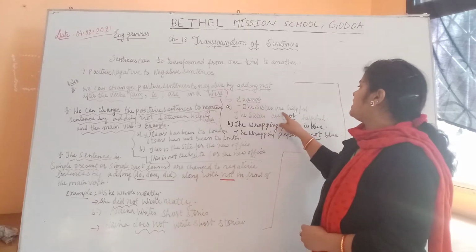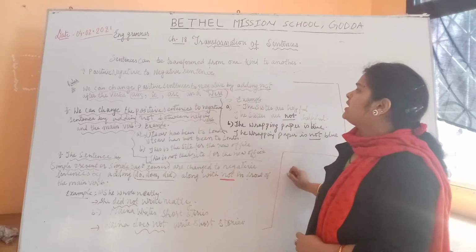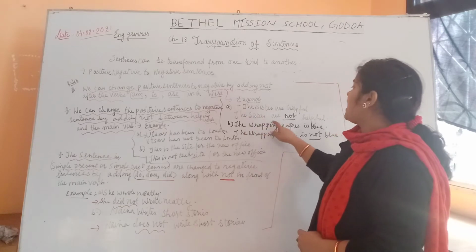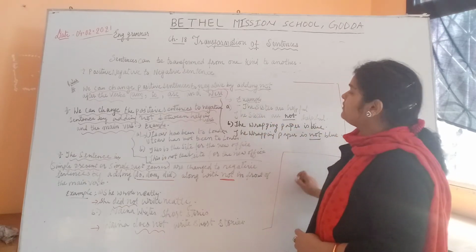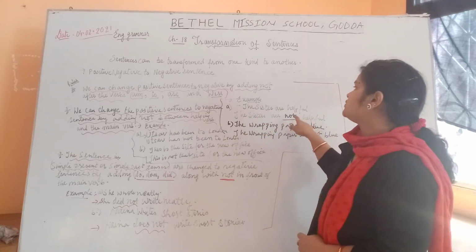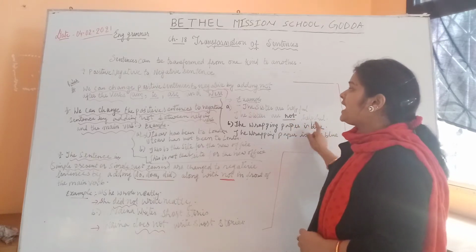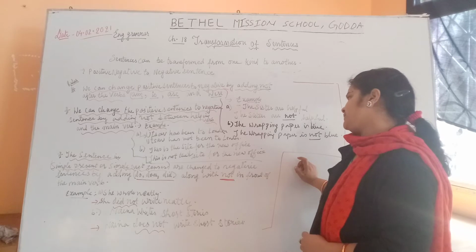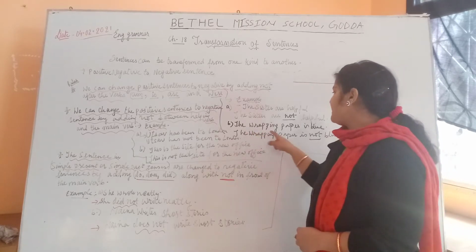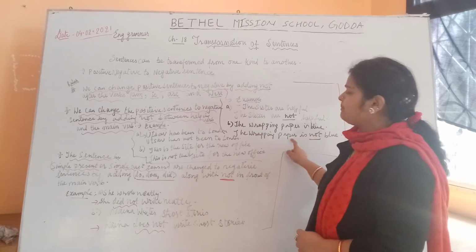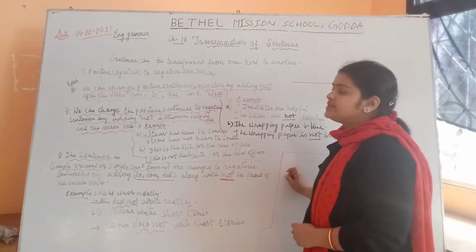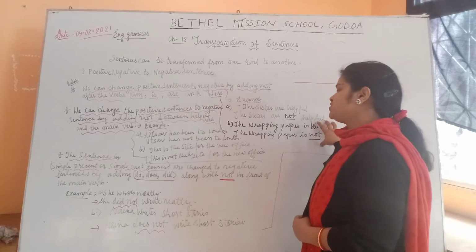The sisters are helpful. The sisters are not helpful. Here we have changed the positive sentence into negative by adding not after the verbs is, am, are and were. The second one: the wrapping paper is blue. The wrapping paper is not blue. So the positive sentence has been changed to negative.